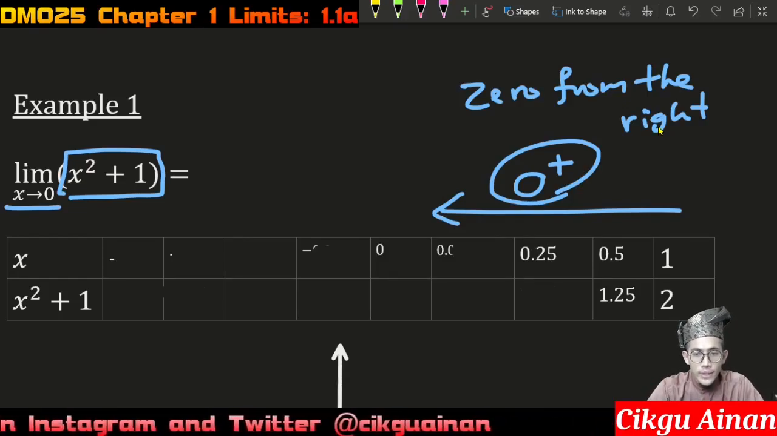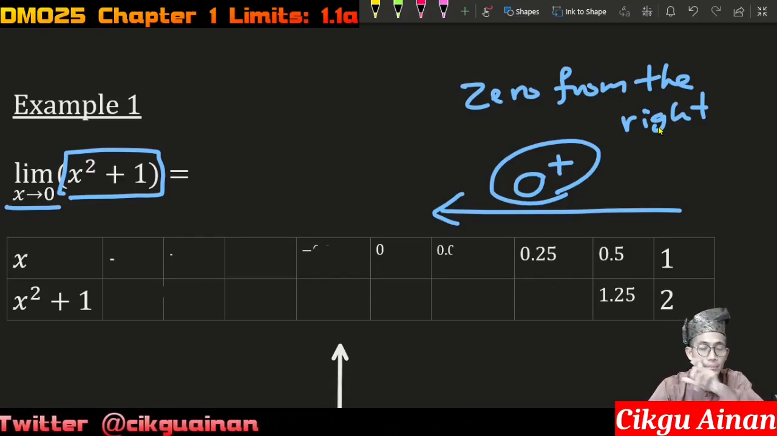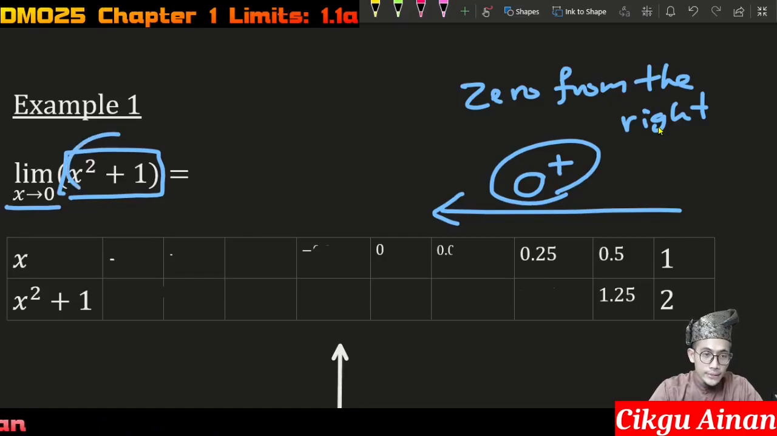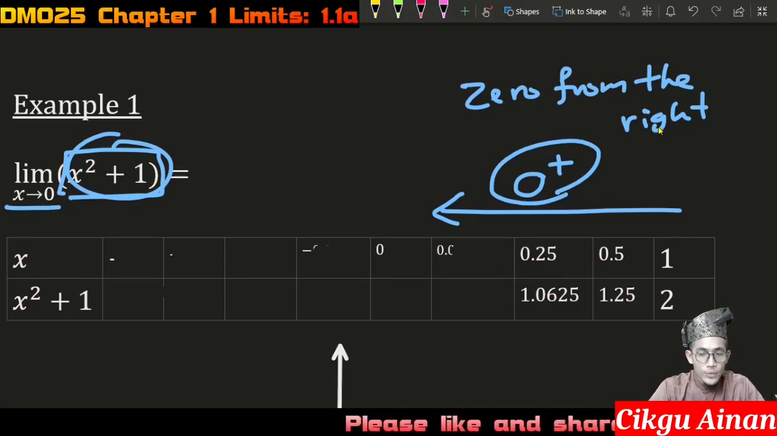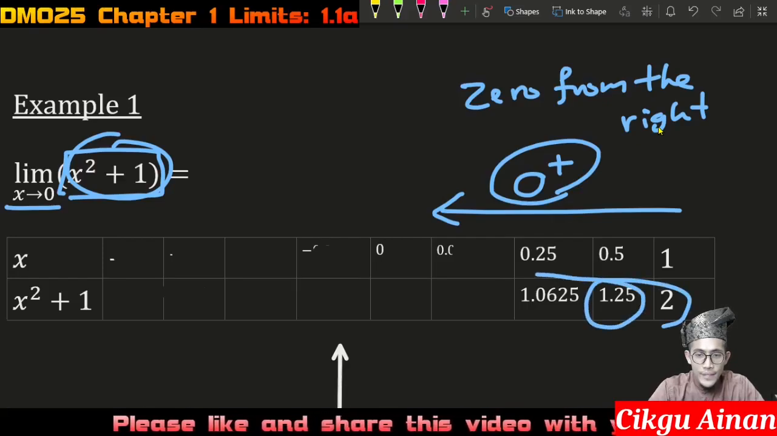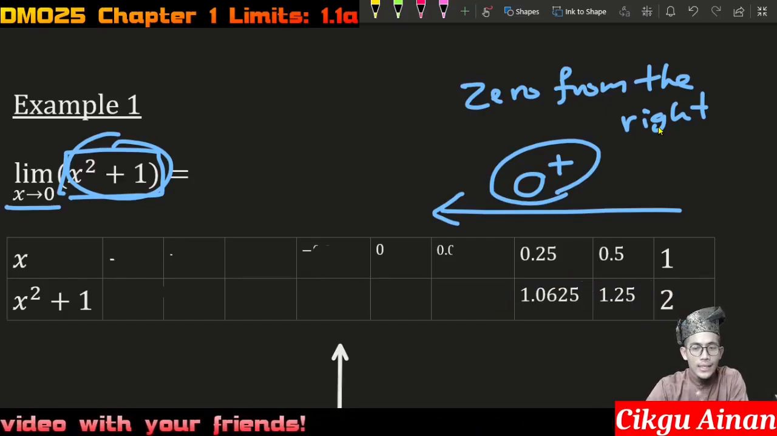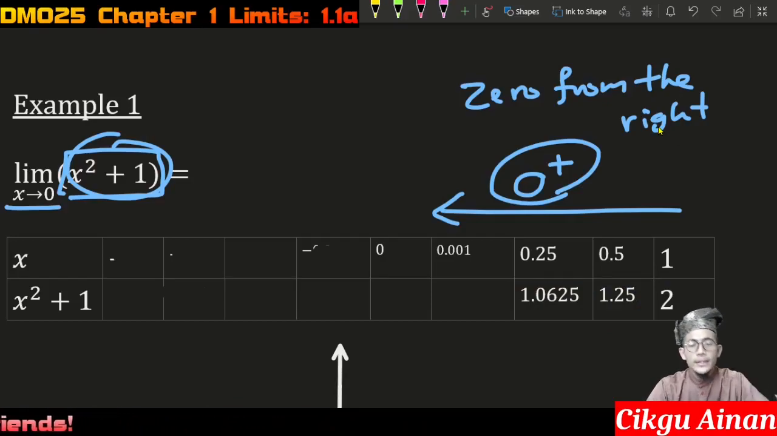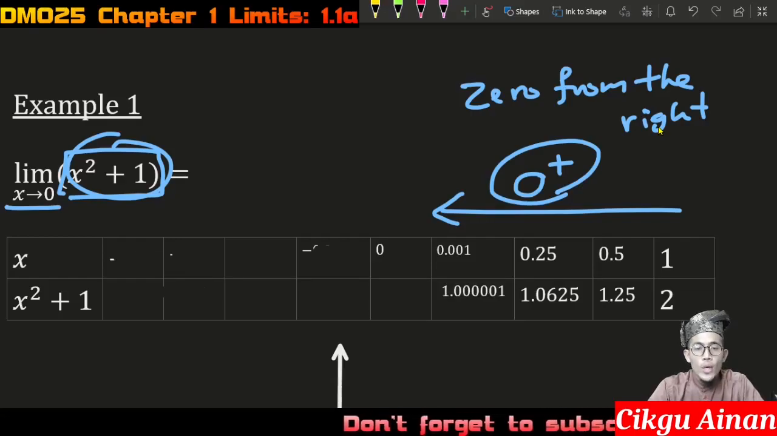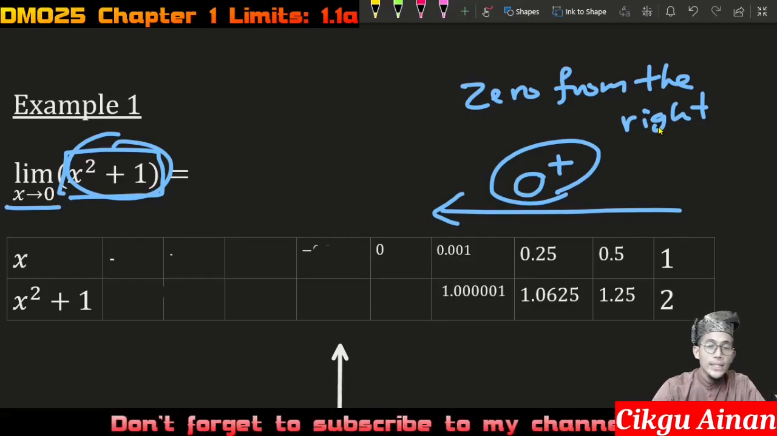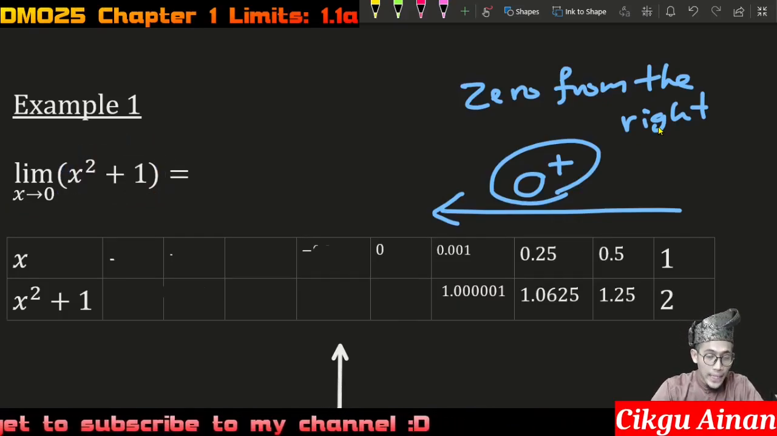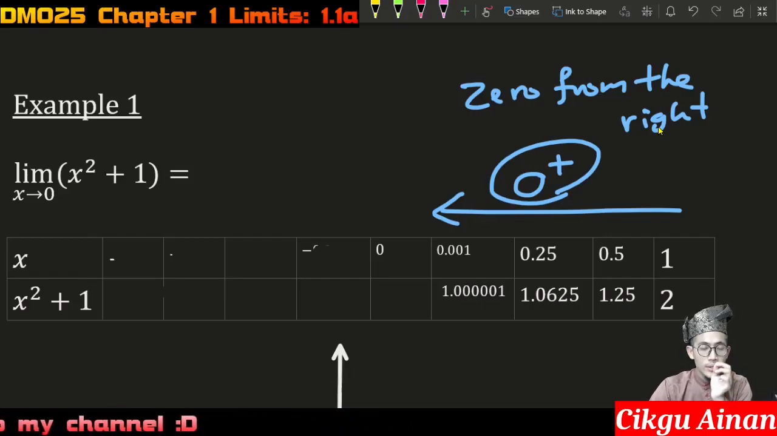Now we make the value closer. We want to get it closer to 0, so we must make it smaller. Then we put it inside this function and we get 1.0625. Now you see from 2 it becomes 1.25 and it becomes 1.0625. It gets closer to a certain value. We have to key in more numbers. So now 0.001, we key in, we get 1.000001. That is the trend of the values we might get for y when x approaches 0 from the right.